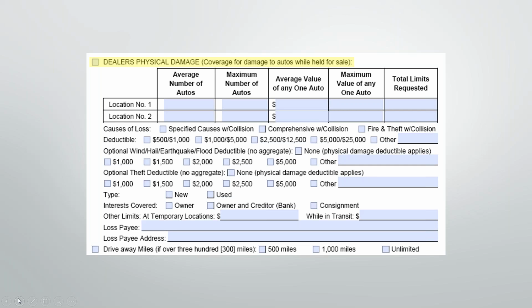And there's typically a loss payee. If you have a large dealership, maybe there's someone helping you pay for all the autos on your lot, and you're going to want to make sure to add them as the loss payee, and there's no additional charge for that. And then on the bottom there is that drive away miles again that we spoke about earlier. Let me know how far they're going, 500 miles, 1,000 miles, or if it's more than 1,000, then we can get the unlimited for them.